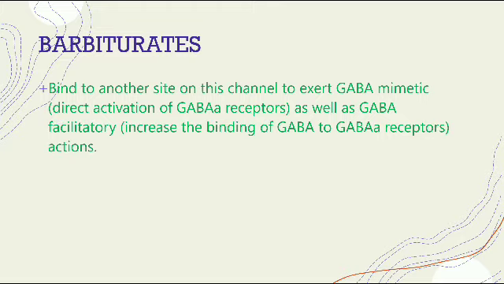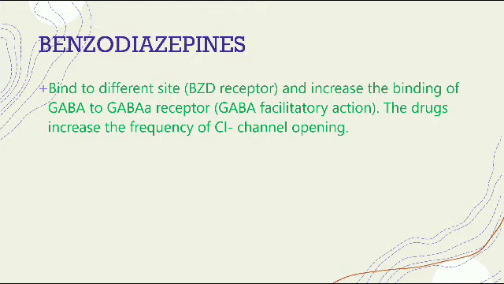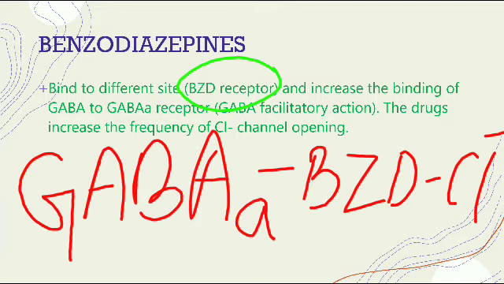Now let us move on to the benzodiazepines. So now coming to the benzodiazepines, they bind to a different site, that is BZD receptors, which is present on the same channel complex, GABA A BZD chloride channel complex. Now GABA is going to bind to the GABA A receptor, barbiturates are going to facilitate that action or even mimic that, and benzodiazepines bind to BZD receptors.